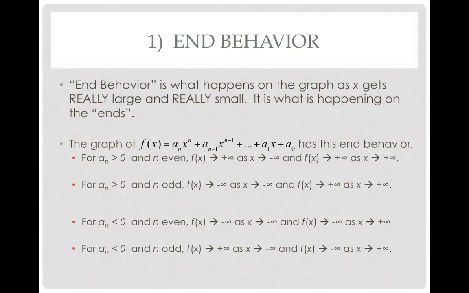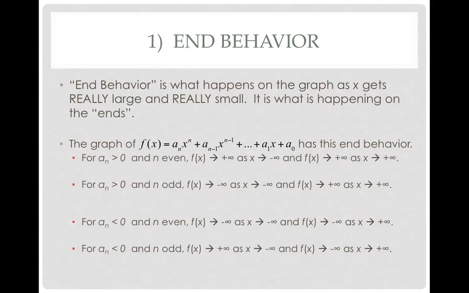And finally, the fourth possibility of what could happen with end behavior is if our a sub n is less than 0 and our n is odd. Then f of x would go to positive infinity as x goes to negative infinity, and f of x would go to negative infinity as x goes to positive infinity.